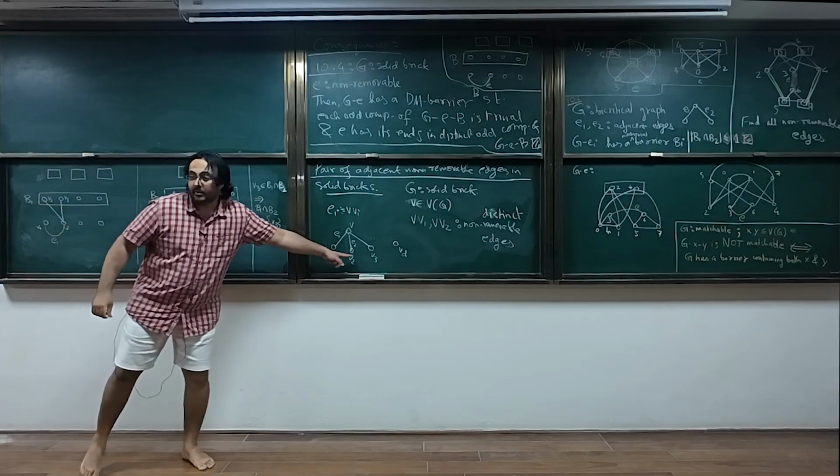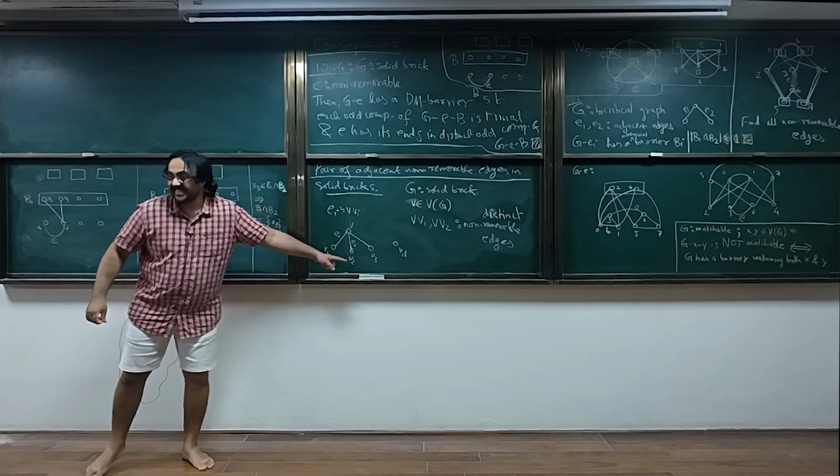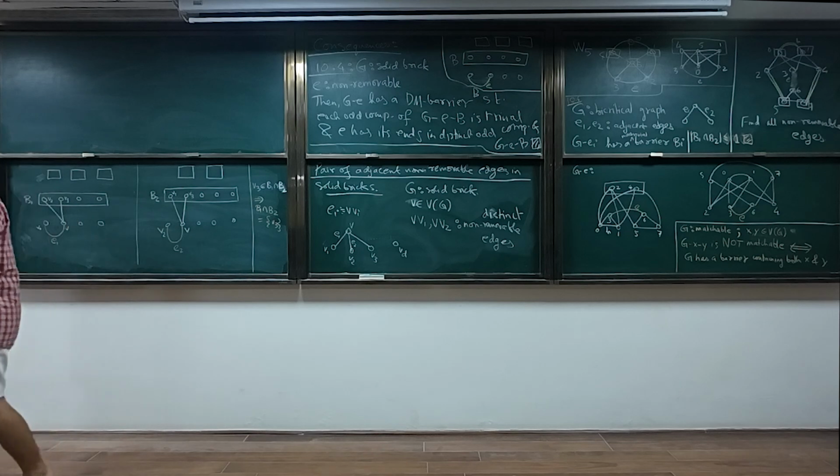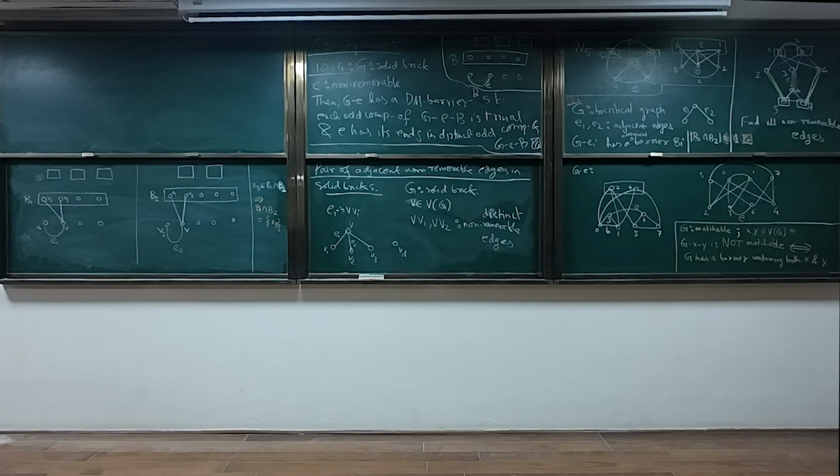What does that tell you? What does that tell you about the degree of the vertex V? 3. Because all the neighbors of V, except for V1 or V2, depending on the drawing you are looking at, they are anyways in B1 and in B2.